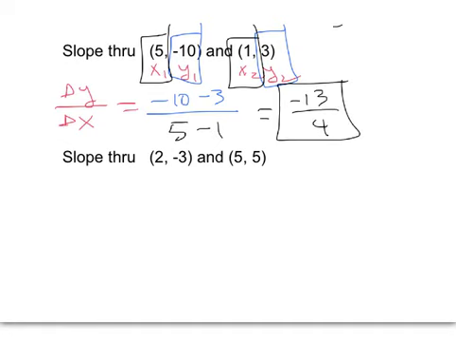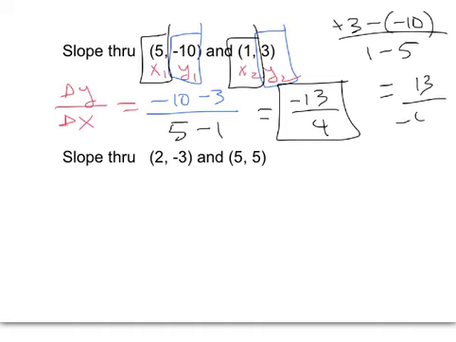Now, if you did it the other way, 3 minus -10, all over 1 minus 5, you're going to get 13 over -4, and that's the same thing. So it doesn't matter which one is (x1, y1).